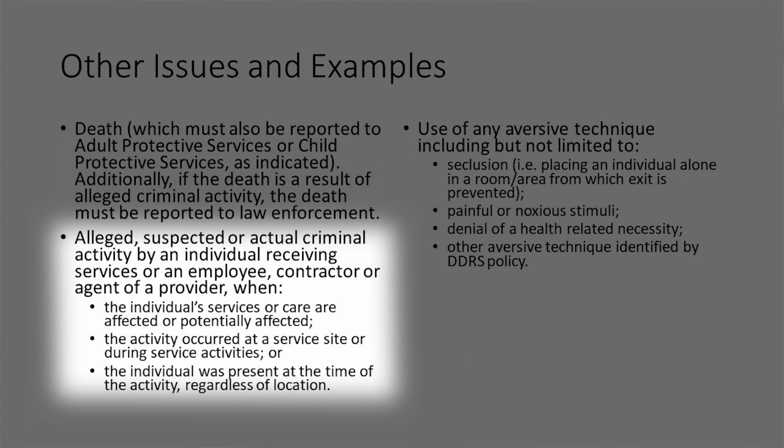be reported. This could be alleged criminal activity from a caregiver, from a contractor, from an employee, or from an agent of the provider. It could also be from a family member or a natural support who is around that person. So if the person's services or care are potentially affected, then we will report. We will also report if the activity occurred during those service hours. And then we're also going to report if it occurred when the person was present. So anytime there's criminal activity that could potentially affect the person, we report that.